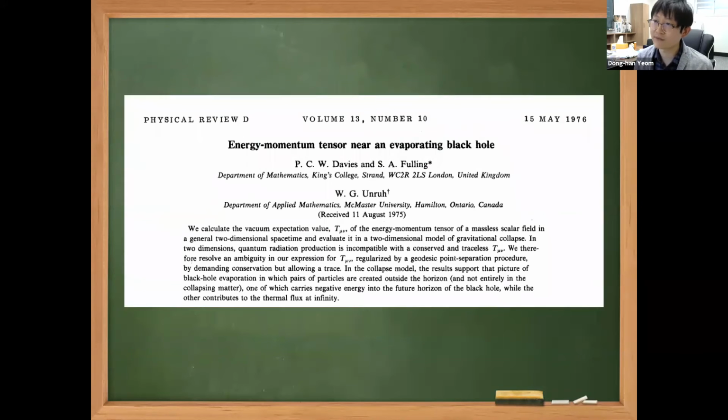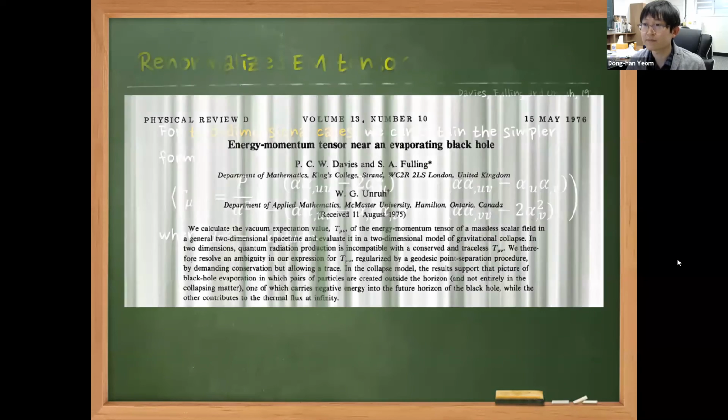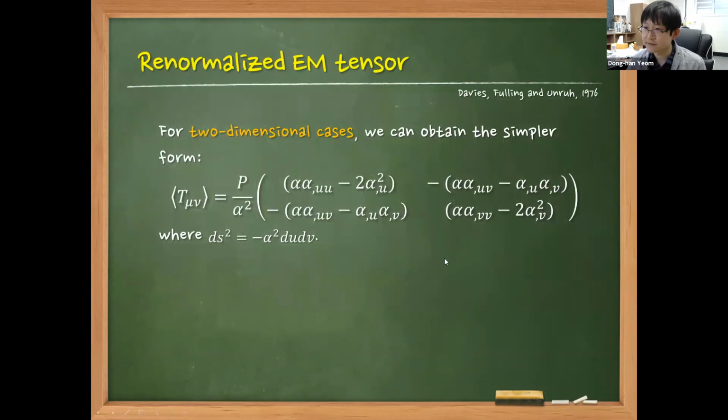This is the famous Davis-Fulling-Unruh formula, the energy momentum tensor near an evaporating black hole, but it is limited to general two-dimensional space-time. In this two-dimensional space-time, the result is very simple. The metric is very simple. It only depends on this one function, and then you can obtain the renormalized energy momentum tensor this way.